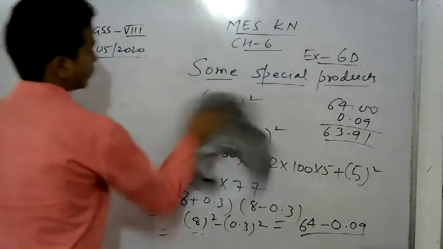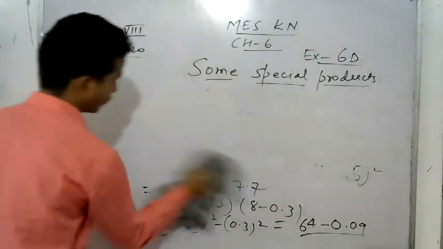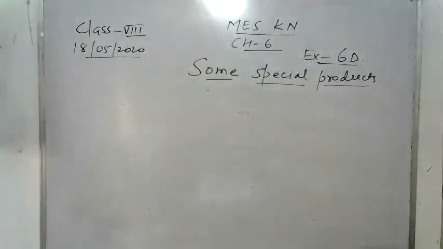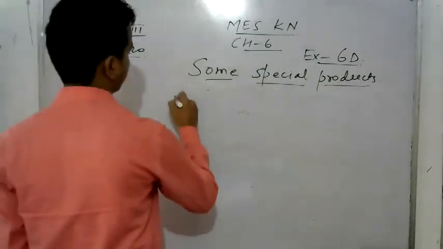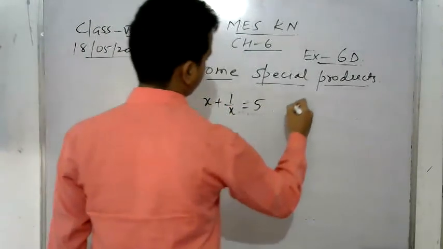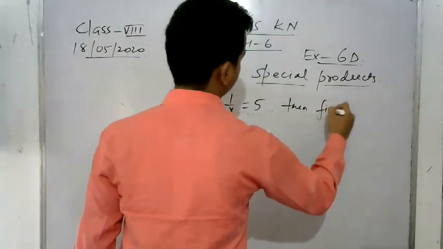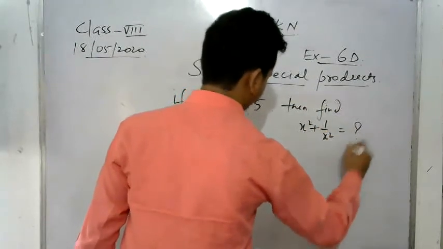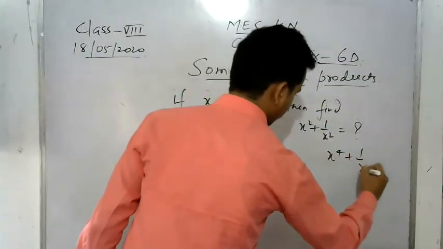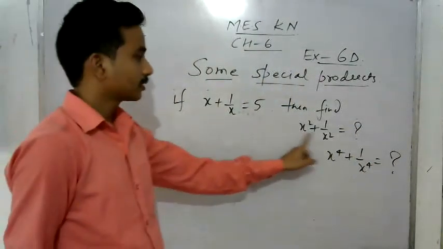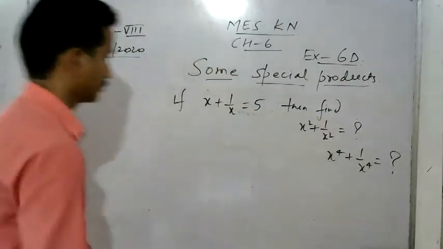Now we will see another type of problem. Suppose x plus 1 by x equals 5. Then we have to find the value of x square plus 1 by x square and x4 plus 1 by x4. What is the value of this?